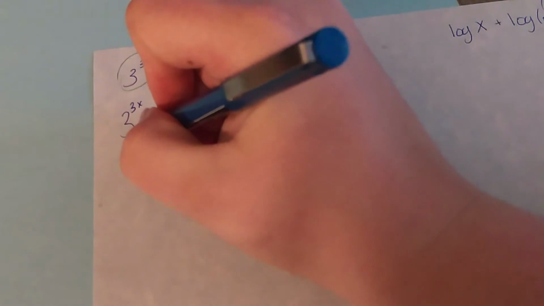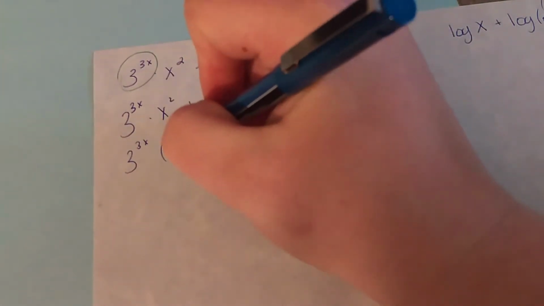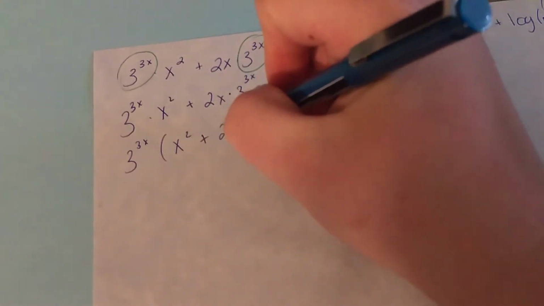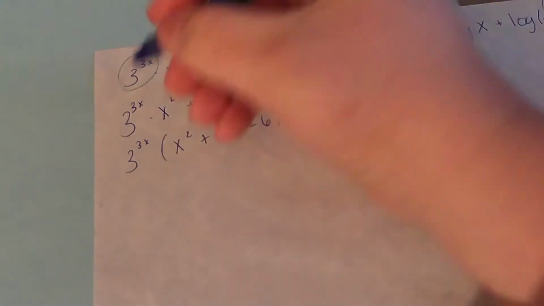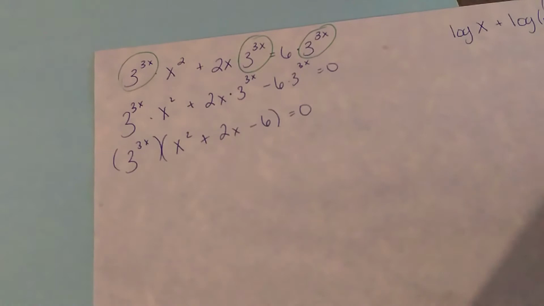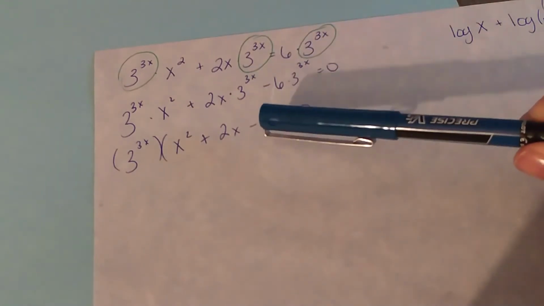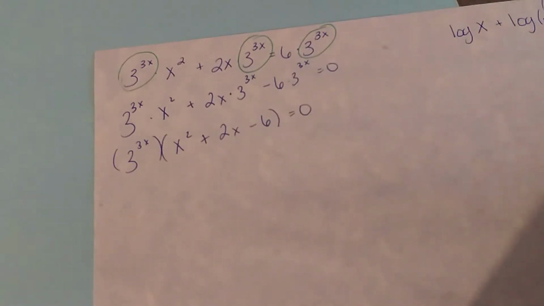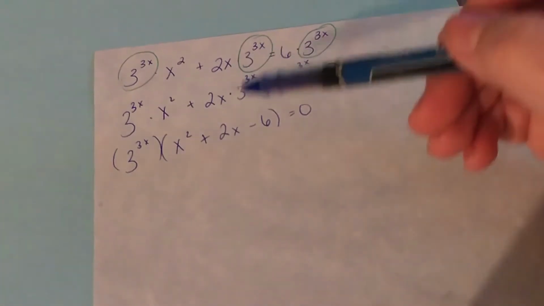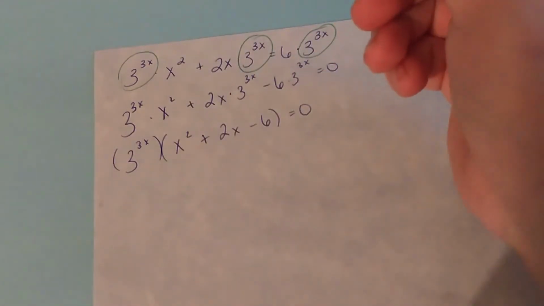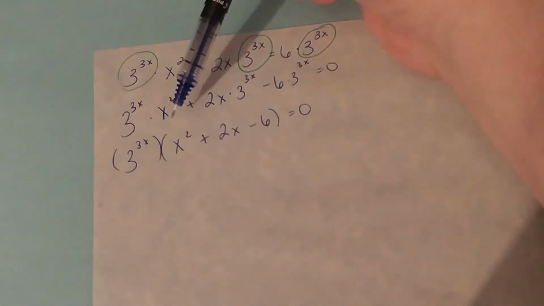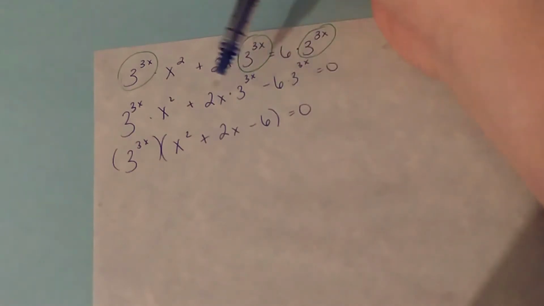So factoring out the 3 to the 3x, we're left with that quadratic that we had. So that's one factor. Then you want to check and see, is that quadratic factorable? If it is, then it makes your life a little bit easier. If it's not, you will have to solve using the quadratic formula.